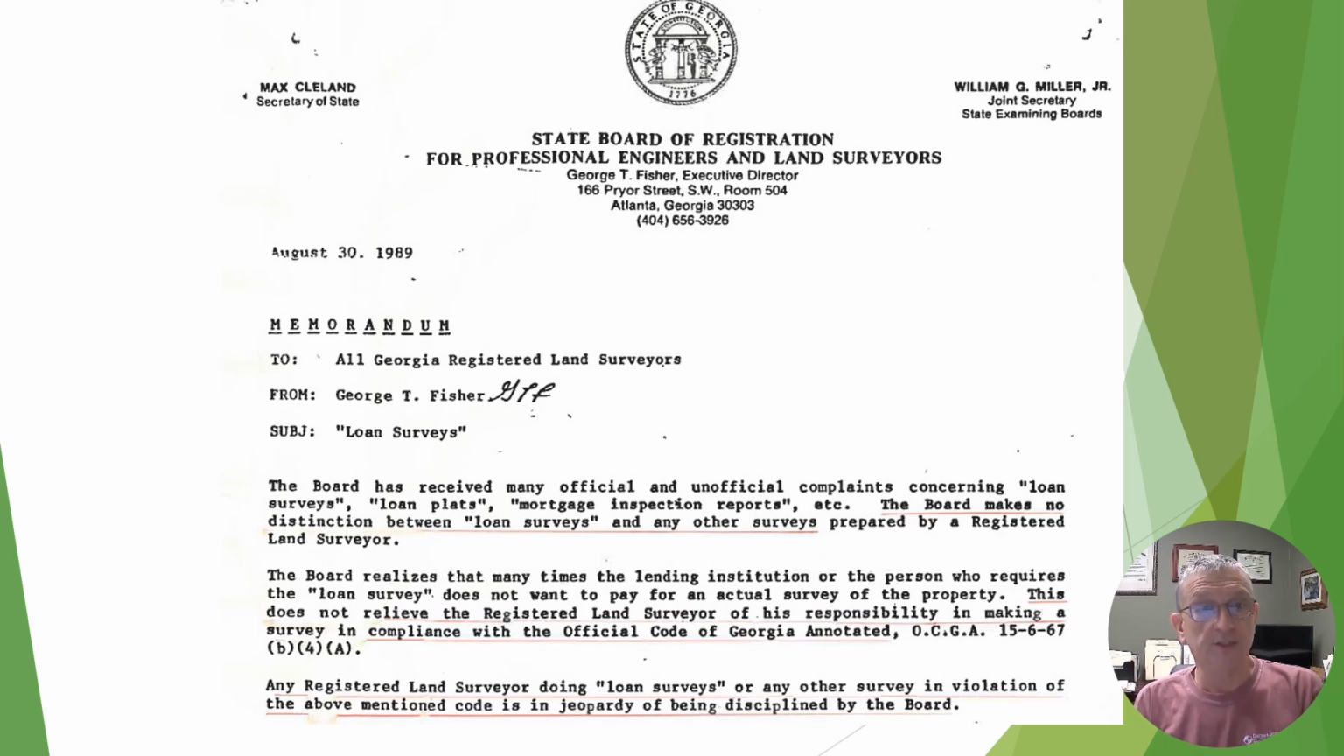Listen closely. This does not relieve the registered land surveyor of his responsibility in making a survey in compliance with the Official Code of Georgia 15-6-67, which is the Plat Act, now the Plat and Condominium Act, which in more than one place ties it right back into the board rules. Any surveyor doing loan surveys or any other survey in violation of this aforementioned code is in jeopardy of being disciplined by the board. So don't think this is anything new. If you have learned something different or heard something different somewhere else, I'm sorry, you heard wrong. This is the authoritative position of the board since 1989.